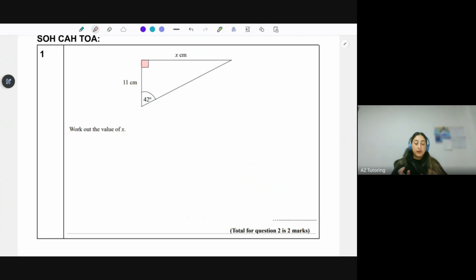This is where you need to decide what you're using. It's given us an angle and two sides: one side to find and one side that's given to us. Therefore, it cannot be Pythagoras because it's given us an angle. So it's going to be SOHCAHTOA. I'm going to write it on the side.